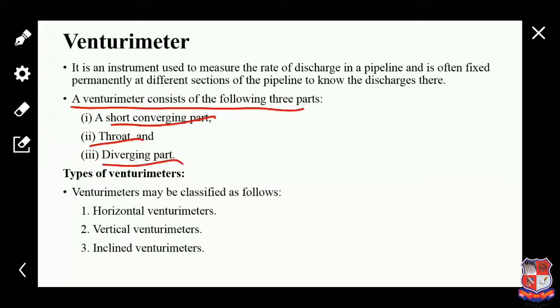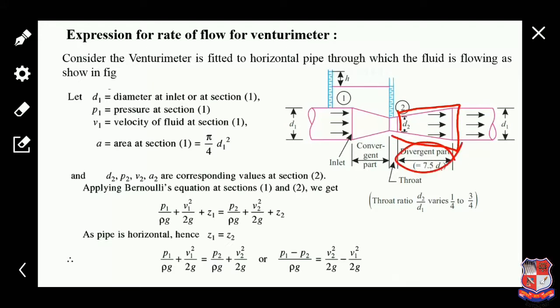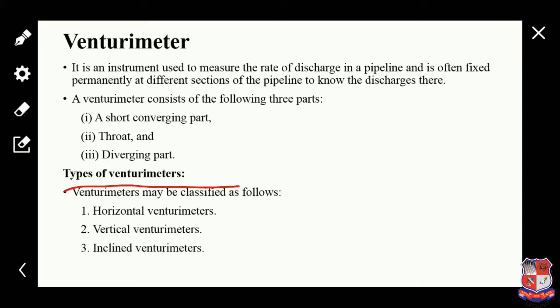The Venturi meter mainly consists of 3 parts: converging, throat and diverging. In the figure, this portion is the converging part of the Venturi meter. This portion of small diameter is the throat, and this section of the Venturi meter is the divergent part. Now, types of Venturi meter. A Venturi meter is mainly classified according to the position in which it is placed in the pipe. According to that, there are the horizontal Venturi meter, vertical Venturi meter and inclined Venturi meter.